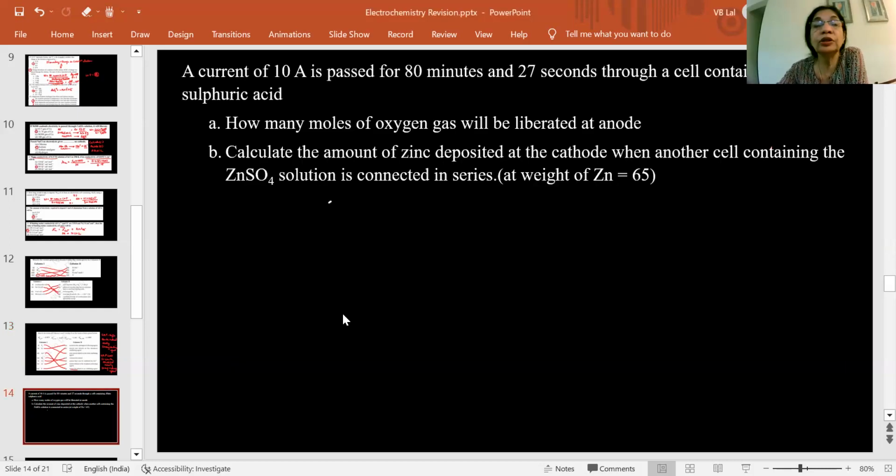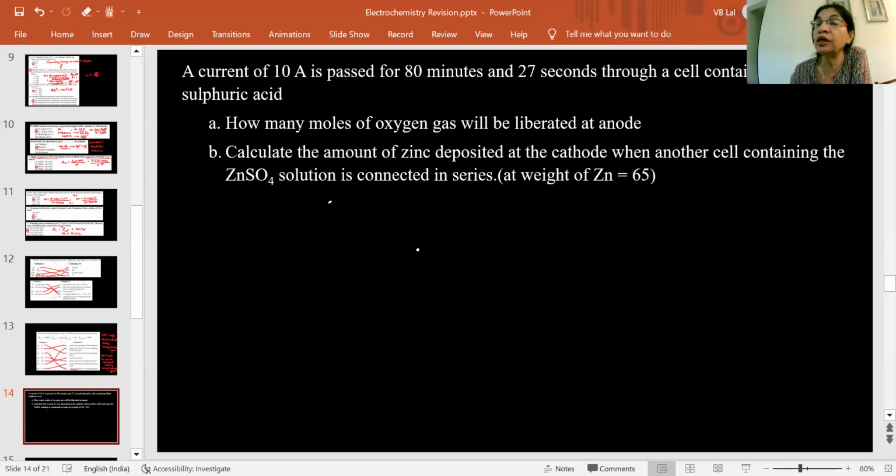Okay, now let us do this question. A current of 10 amperes is passed for 80 minutes and 27 seconds through a cell containing dilute sulfuric acid. How many moles of oxygen gas will be liberated at anode? So what is the question? You have to find not mass, but moles.